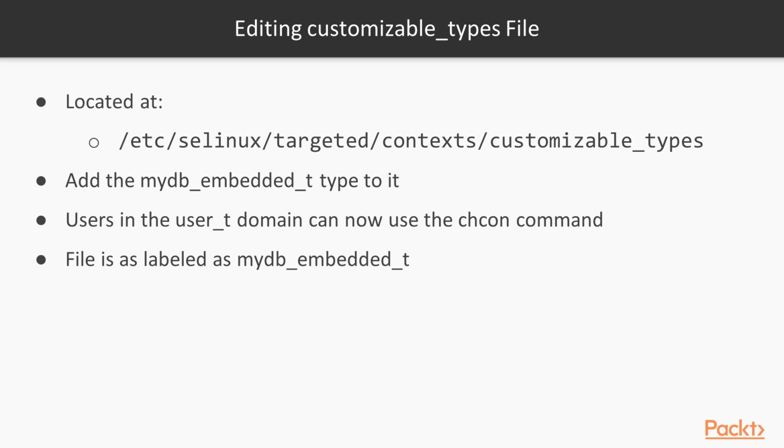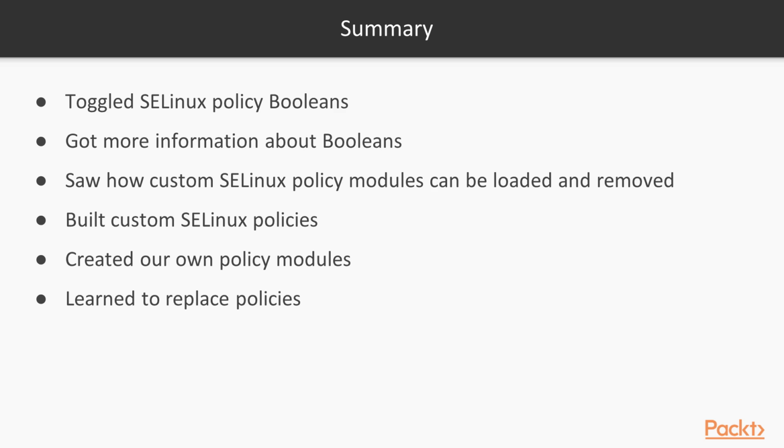domain. Great! In this section, we saw how to toggle SELinux policy booleans using tools such as setsebool, and how to get more information about booleans, both from their description and the rules they influence. Next, we saw how custom SELinux policy modules can be loaded and removed, and which different types of development formats can be used for building custom SELinux policies.